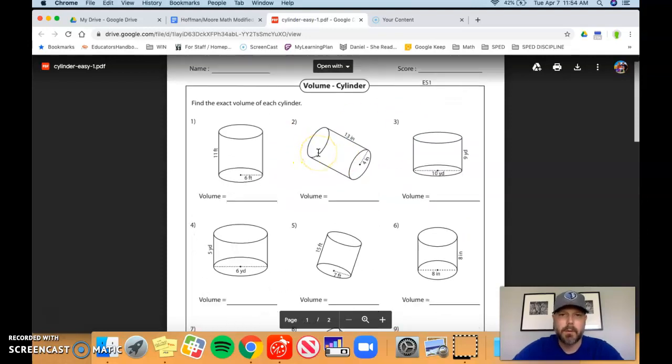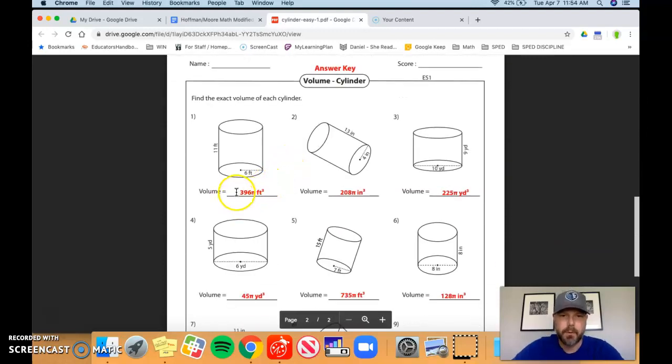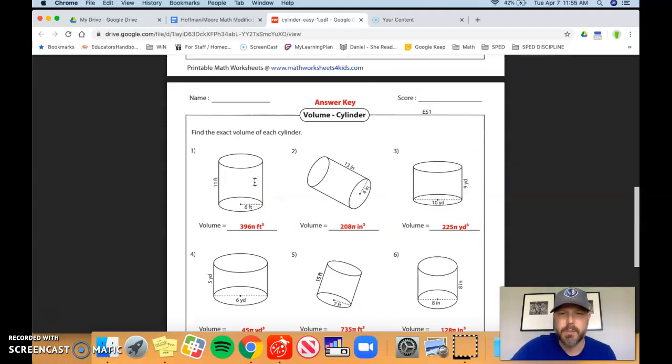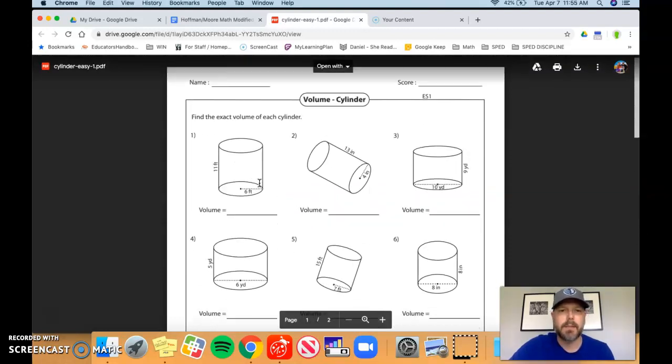Before I get started real quick, I want to look at the answers here, which are a little different looking. If you see number one, 396 pi feet cubed, this would mean 396 times pi. They do this because pi is an irrational number. It's not an exact number. So they do this to be more accurate, but it kind of makes it just more confusing. So I will address this when we check our answers to this first one and show you how to double check your answer. But we're still going to use 3.14 for pi, okay? So let's go ahead and get started.